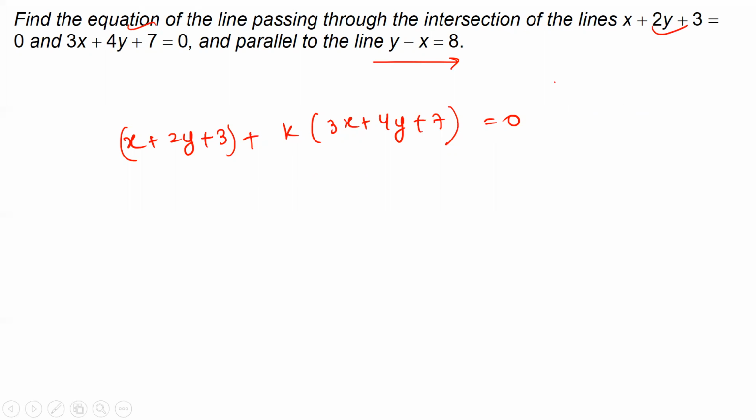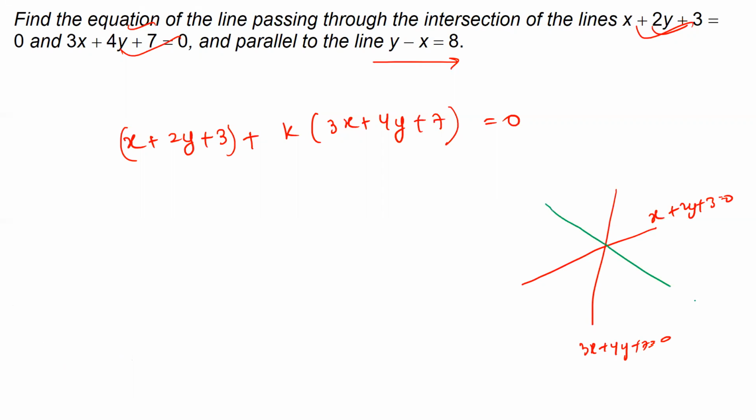I want you to pause the video for a moment and try to understand why for different values of k we will be getting different straight lines which pass through the point of intersection of these two lines. Suppose this is my line x + 2y + 3 = 0, and this is another line 3x + 4y + 7 = 0. Now there are infinitely many lines which pass through this point of intersection, right?